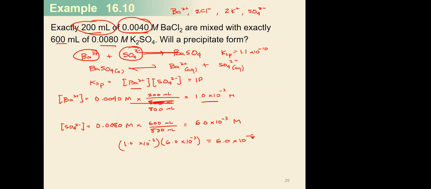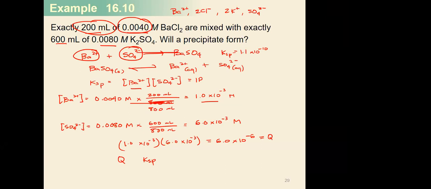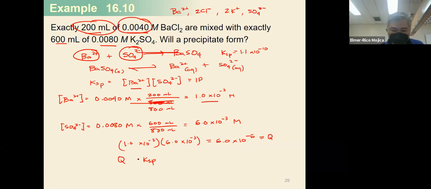So how do you compare the Q with respect to the KSP? The Q is larger than the KSP. And that means we can answer the question here: will a precipitate form? The answer is yes, a precipitate forms. And the reason for that is the ion product is greater than the KSP.